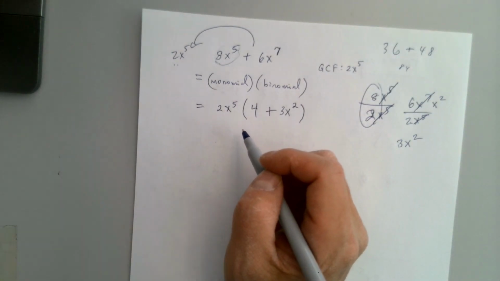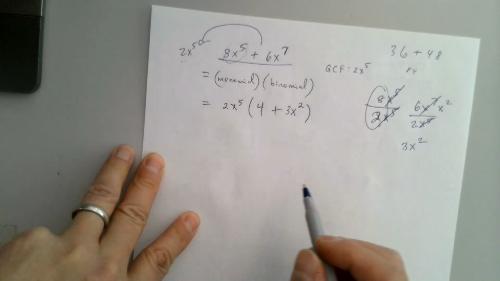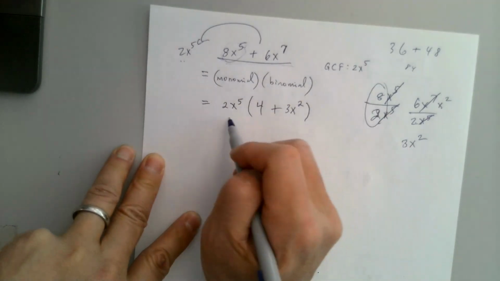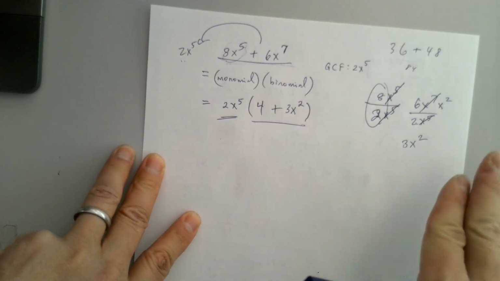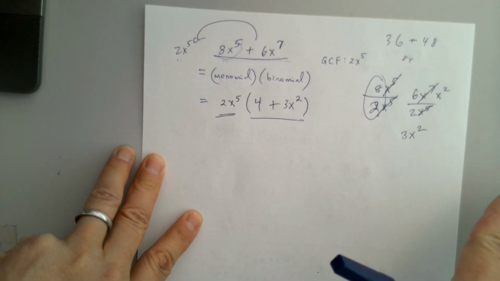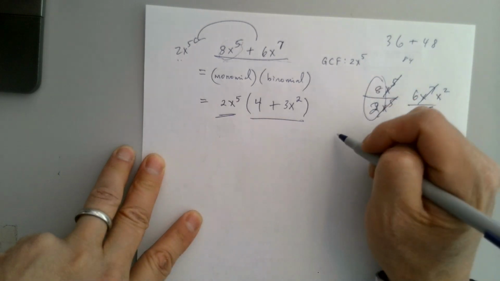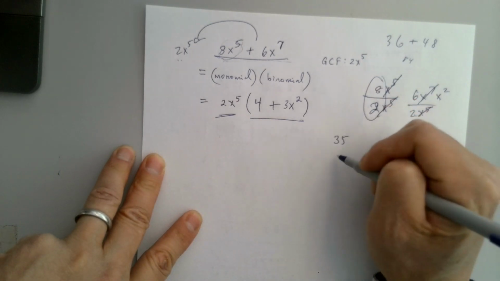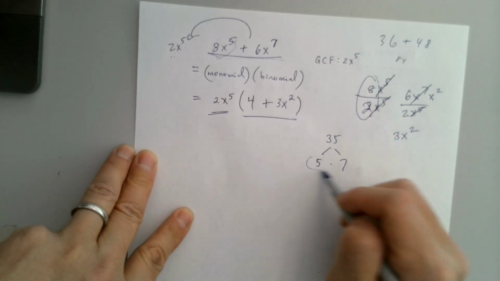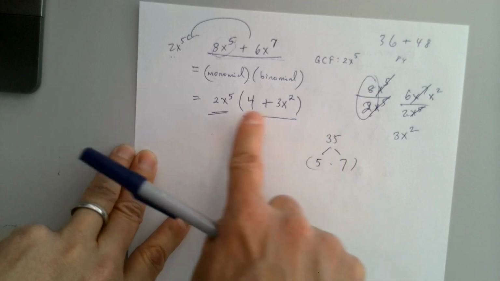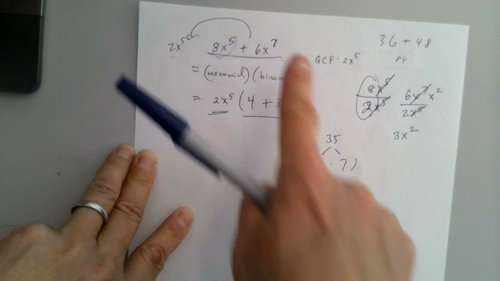Now what do I have? I have, looking at me, the DNA of this binomial. The DNA of this binomial is this monomial, 2x to the 5th, times 4 plus 3x squared. What we've done is no different than taking some number like 35 and writing it as 5 times 7. This is the prime factorization of 35. This is the factorization of 8x to the 5th plus 6x to the 7th.